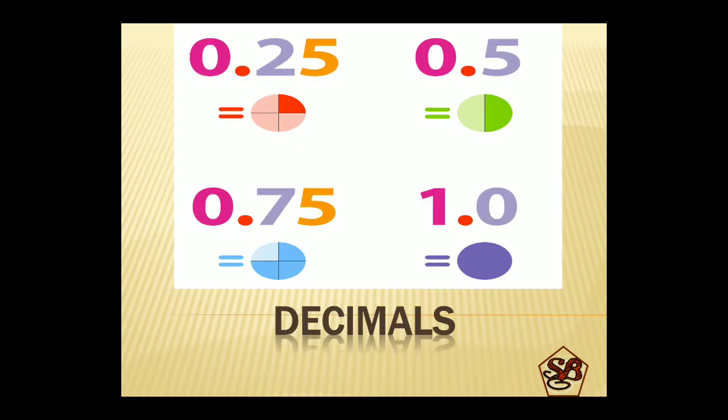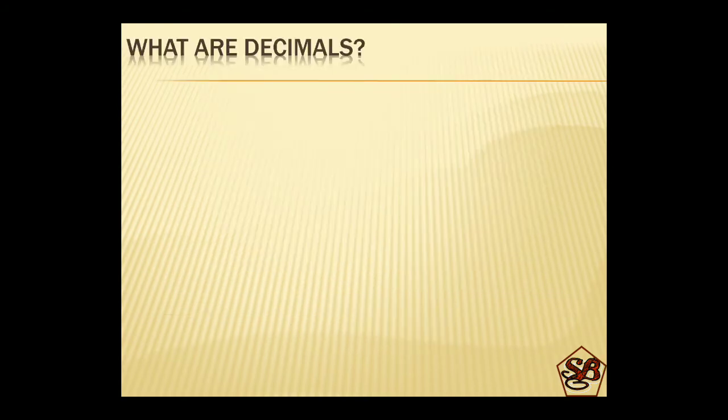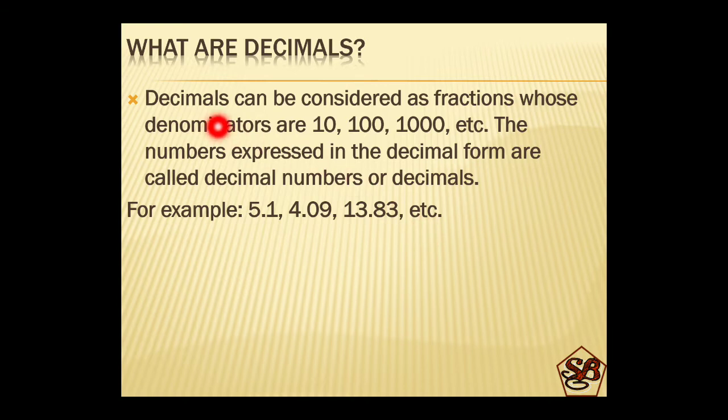Today we are going to start with the topic of decimals. Decimals are the extension of fractions with the denominator as 10, 100, 1000, 10,000 or so on. What are decimals? Decimals can be considered as fractions whose denominators are 10, 100, 1000, etc. The numbers expressed in the decimal form are called decimal numbers or decimals.